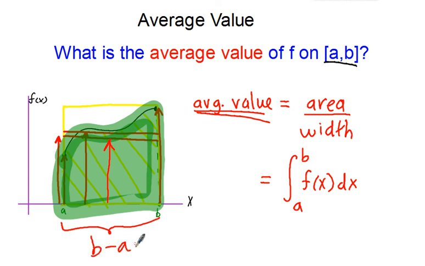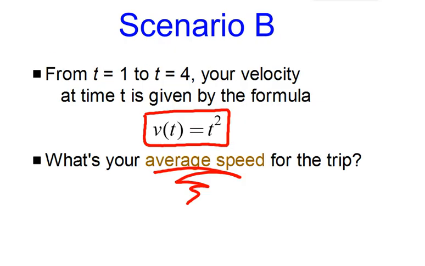All right, so we'll take that value of the integral, which gives us the area. We'll divide it by the width of the interval, and the answer will represent the average height of the curve or the average value of the function. Why don't we just quickly do an example where we simply apply that and see what we get.